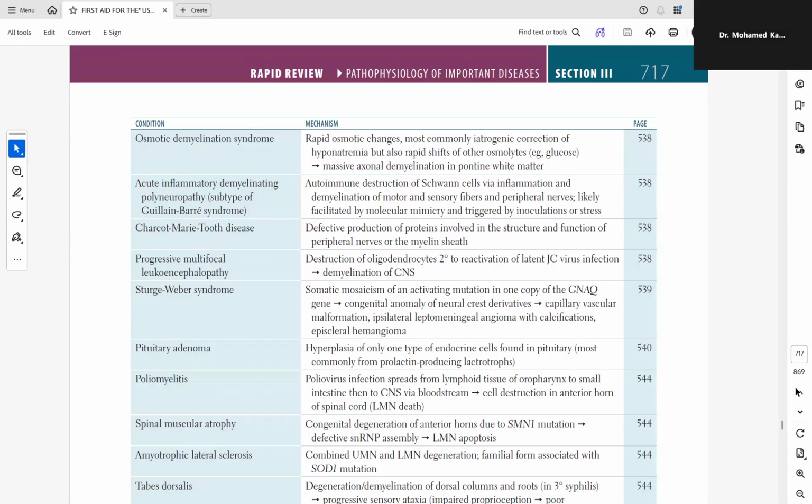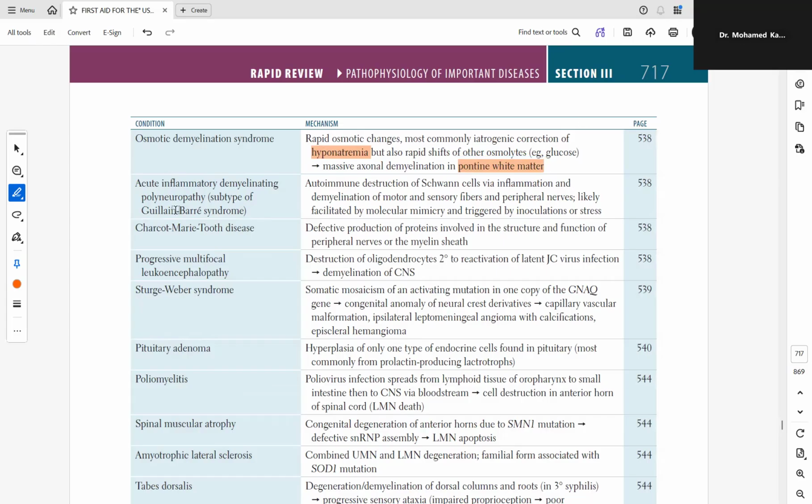Osmotic demyelination syndrome: rapid osmotic changes, most commonly iatrogenic correction of hyponatremia. This means that they are trying to correct hyponatremia, or low sodium, but by mistake this has been done, iatrogenic correction, but also rapid shift of other osmolytes like glucose. What will happen? Massive axonal demyelination in pontine white matter, meaning the pons of the brainstem.